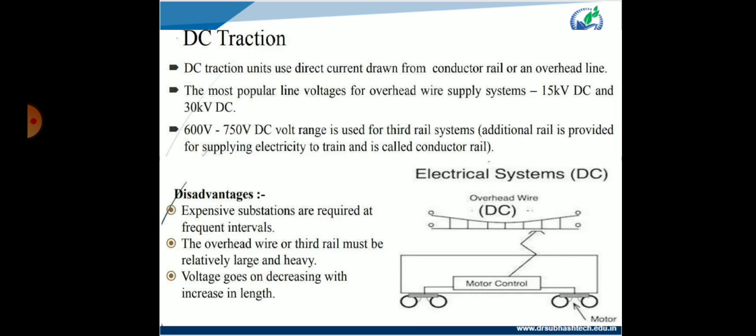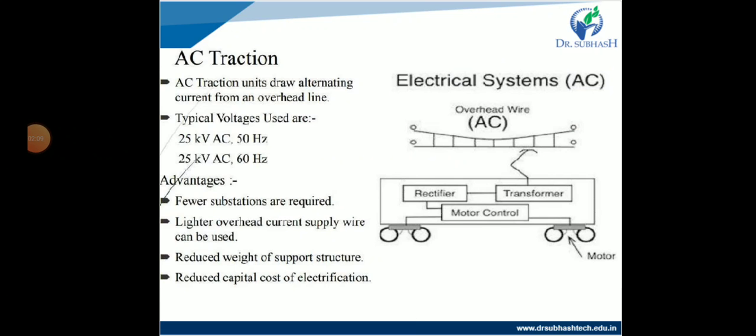The disadvantages of this DC traction system: it is expensive. Substations are required at frequent intervals. The overhead wire or third rail must be relatively large and heavy. Voltage goes on decreasing with increase in length. So these are the major disadvantages of DC traction system. So it has expensive substations.